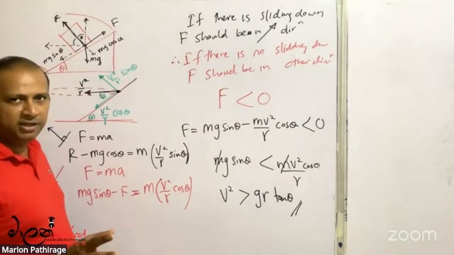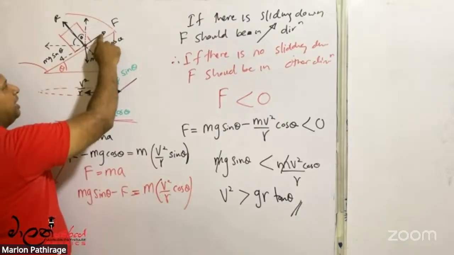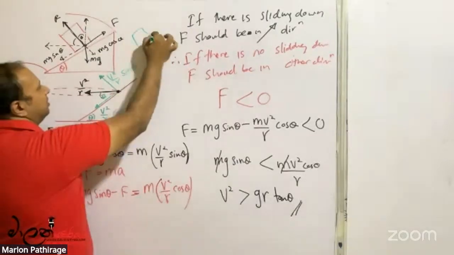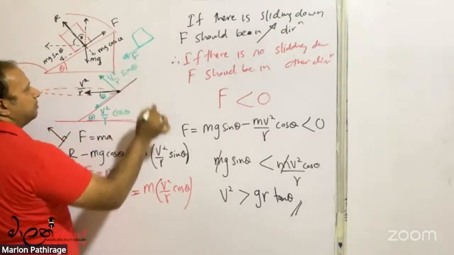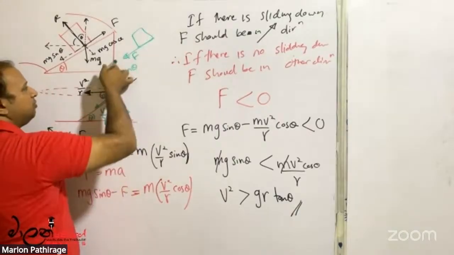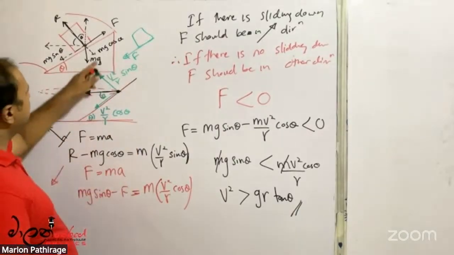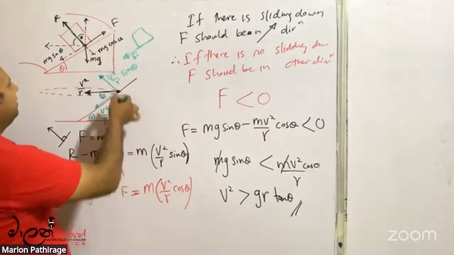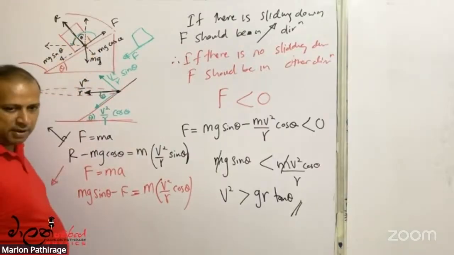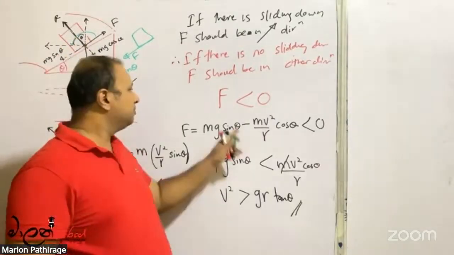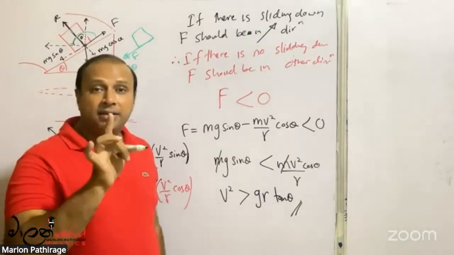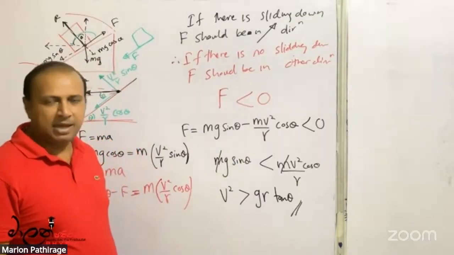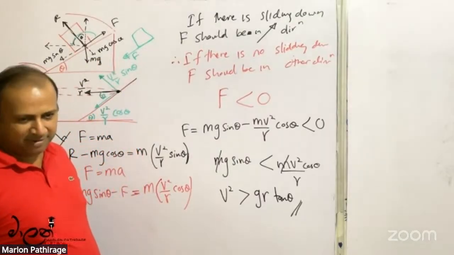Therefore, if there's no sliding down, F should be in the other direction. Definitely F should be in the other direction. මේ පැත්තට තමයි F තියෙන්නේ. If there's no sliding down, F should be in the other direction. That means this F value should be negative. මේ F value එක negative වෙනවා. Direction එක මාරු වෙන්න. Therefore, this F value should be negative. So if I got a negative F value, that means there is no sliding down. Is that clear?